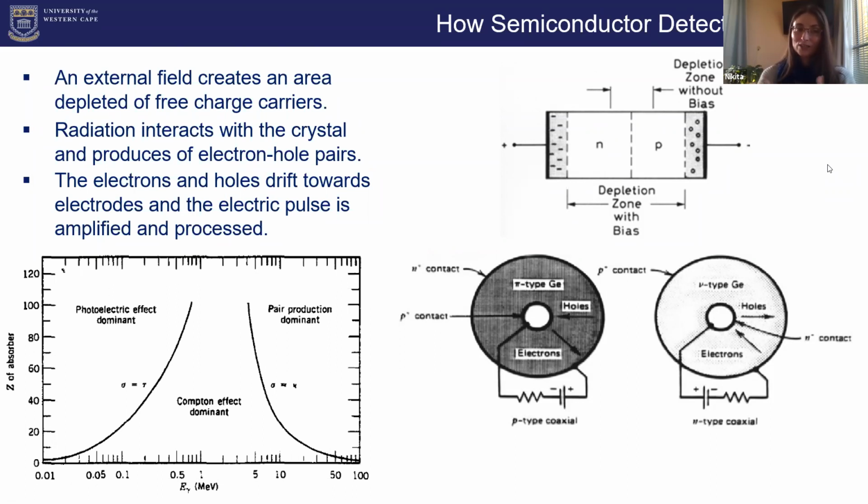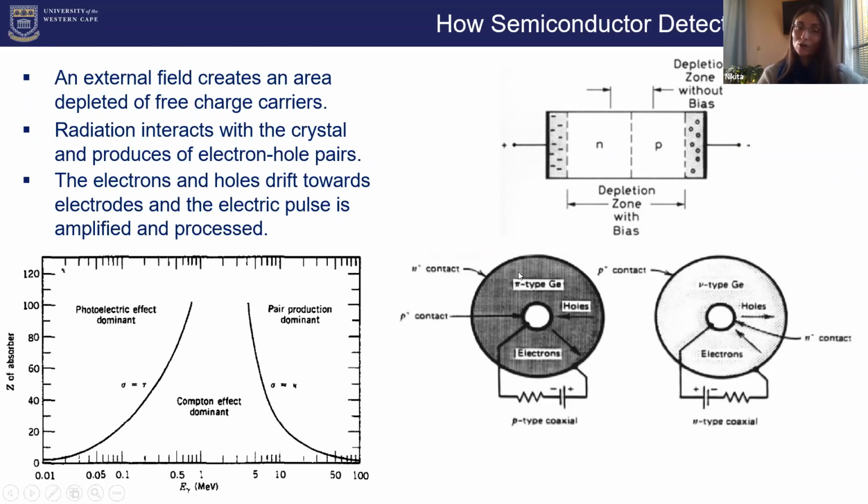And therefore, the electrons and the holes drift towards the electrodes that we call contacts. And then we extract the electric pulse, which is amplified and processed, just like we did with the sodium iodide prac in the last weeks.